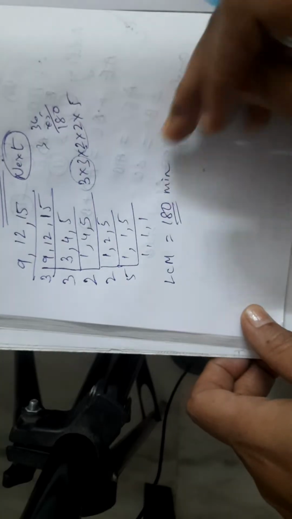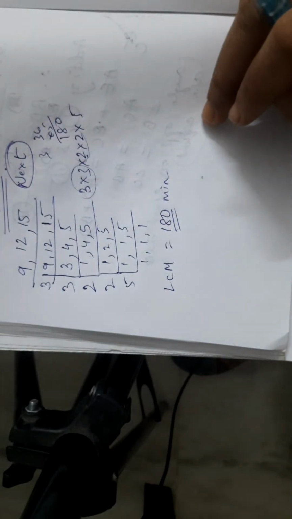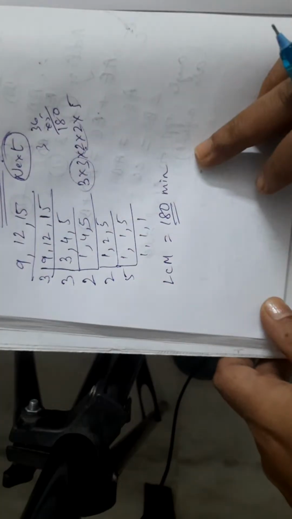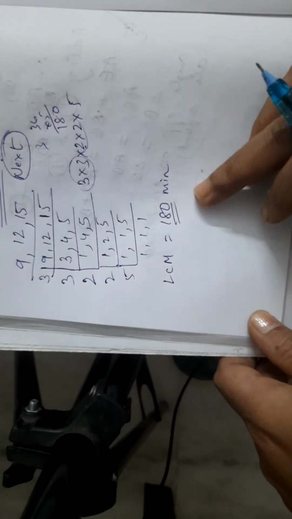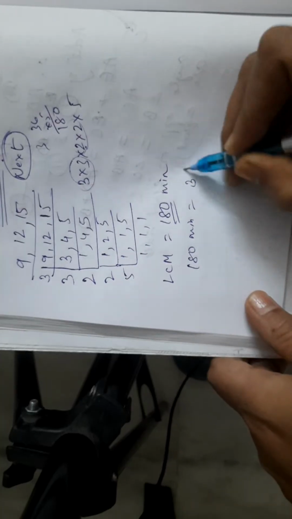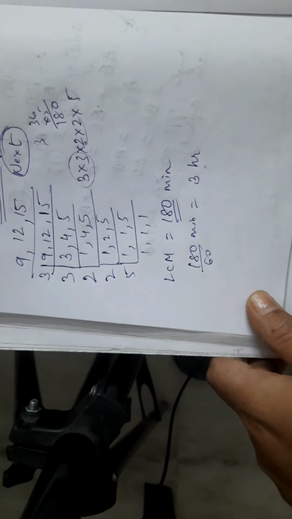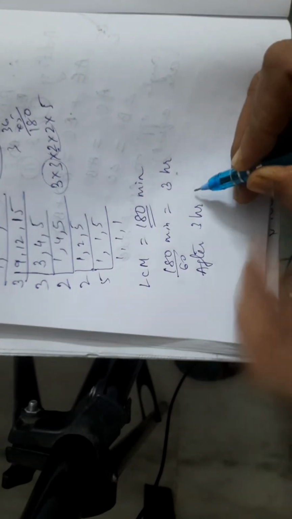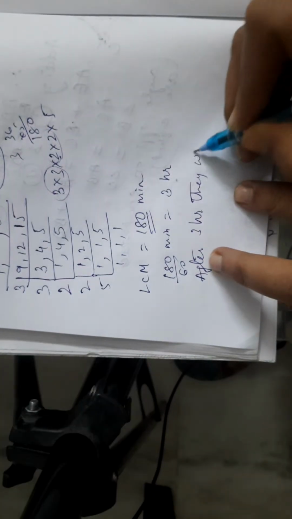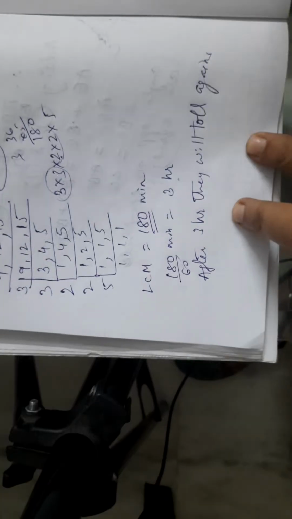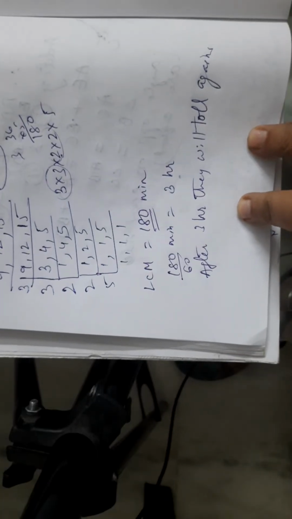This answer is 180 minutes, as they were tolling at 9, 12 and 15 minutes. So if they ring at a particular time, when will they ring again? We can give the answer in hours. So convert 180 minutes to hours. 180 minutes is equal to 3 hours, so that will be divided by 60. After 3 hours, they will toll again. So this is the final answer. Is it clear? Okay, very good.